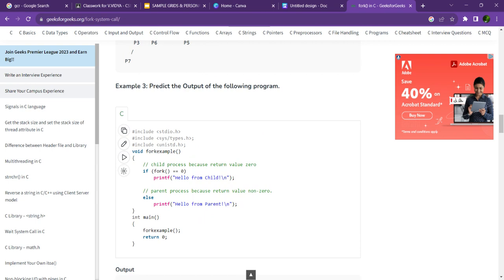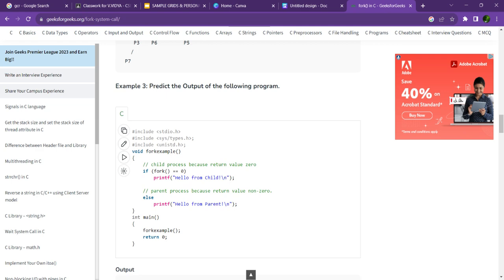Whenever a fork function call is called in the C programming language in your particular code snippet, the fork function call after executing will immediately return some value. For example, I will tell you in an easy way. Suppose I have written 10 lines of code.